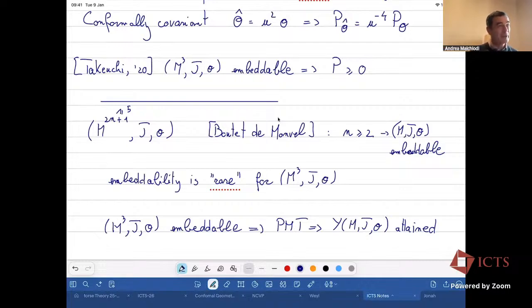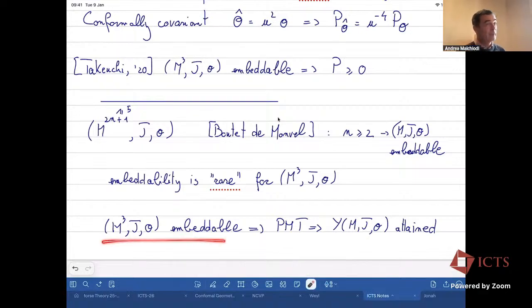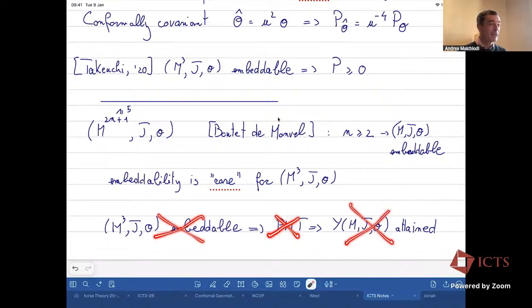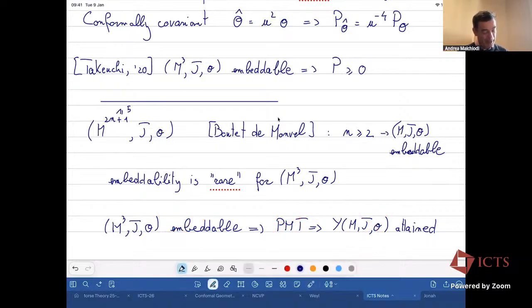Okay, so today I would like to show that in fact, this assumption is indeed crucial. We have counterexamples in which this fails, and this also fails. So this is very different from the Riemannian case. I want to say that this embeddability assumption is indeed crucial.